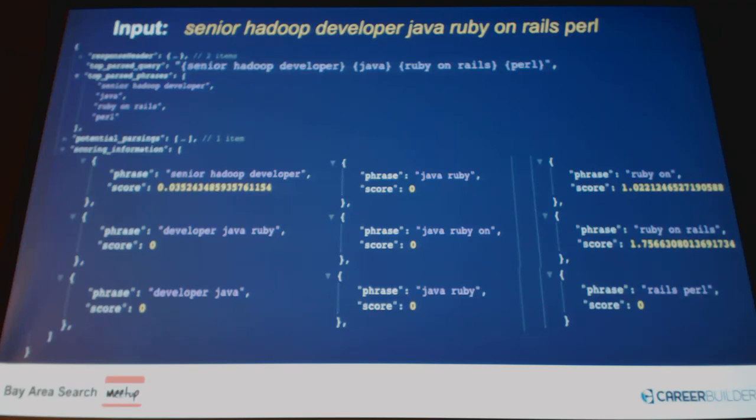Developer Java is not a phrase. Java, Ruby is not a phrase. Java, Ruby on is not. Ruby on actually does appear very commonly as a phrase, but Ruby on Rails is statistically more likely to be what you intended because it's the completion of that, and then Rails pull doesn't occur. So by leveraging the underlying statistics within the Lucene index, we can figure out what the most likely parsing of the phrases is.